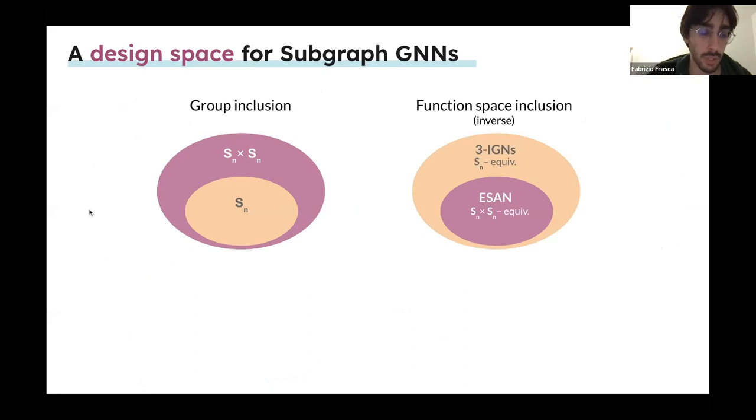So we know that the symmetry group of DSS GNN or other subgraph GNNs is the direct product between these two symmetries, and this contains the one single permutation symmetry acting on the cube tensor. So in terms of function space, this is exactly the inverse. So we know that since 3-IGNs need to be equivalent to a smaller set of permutations, the layers are less constrained, and we have space to design more powerful architectures.